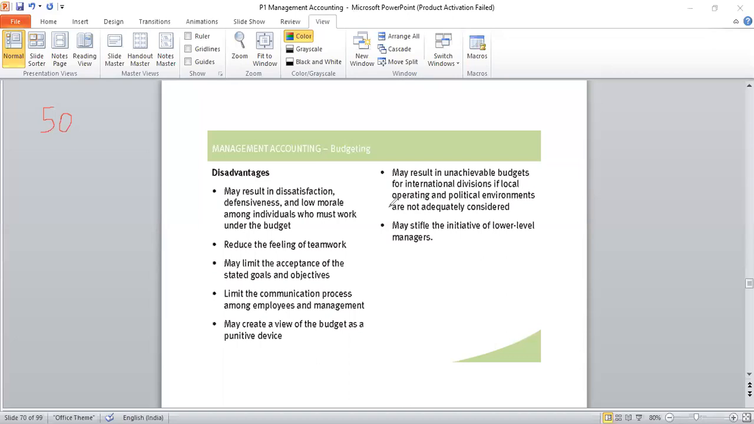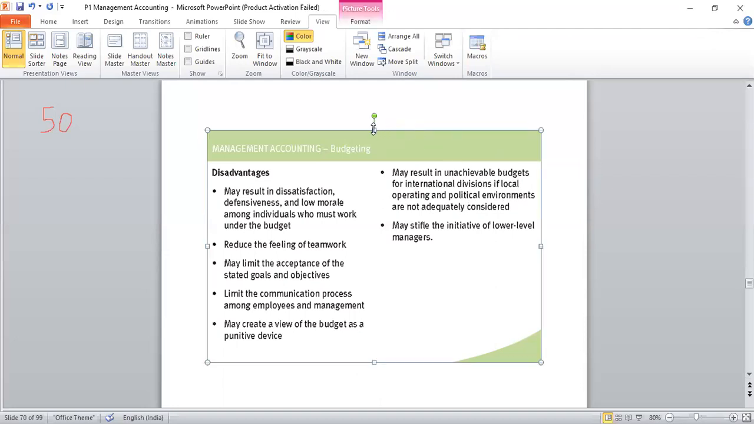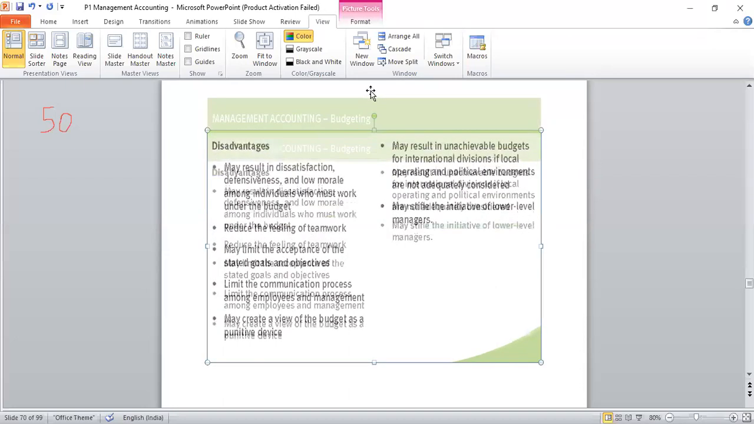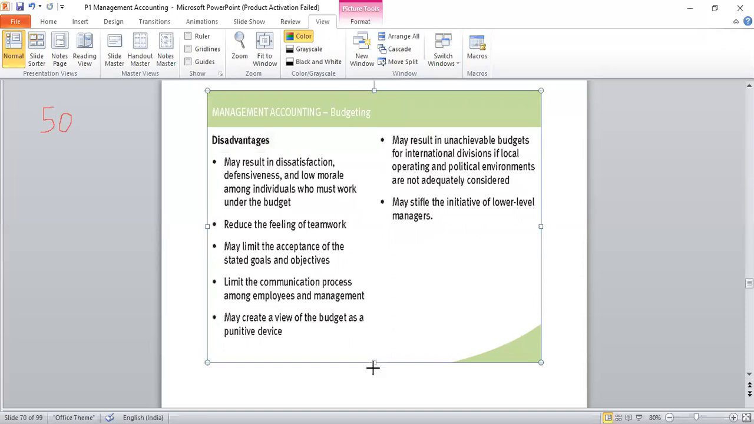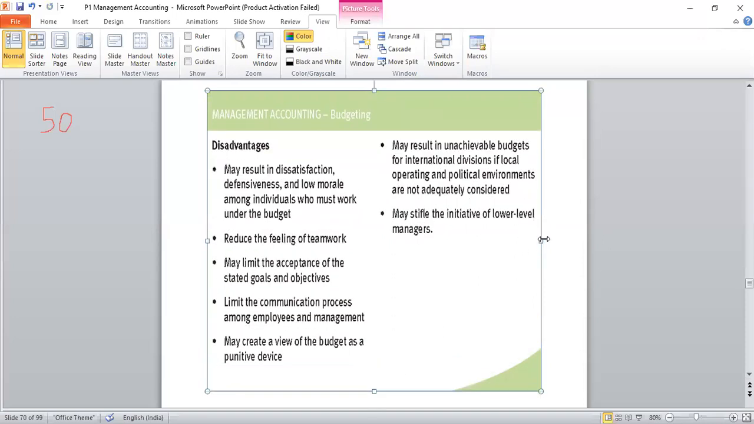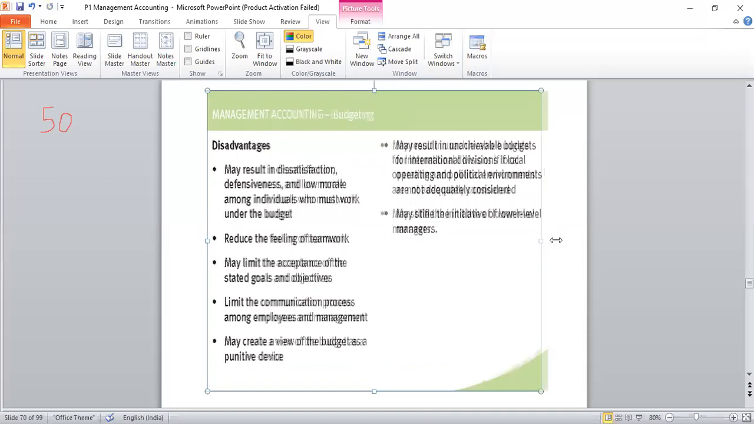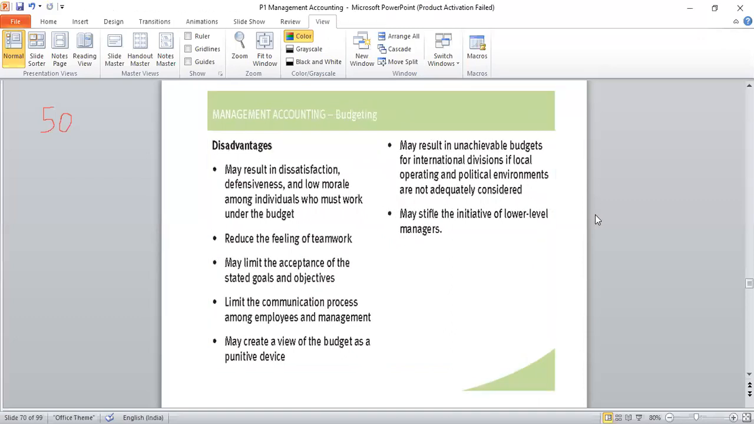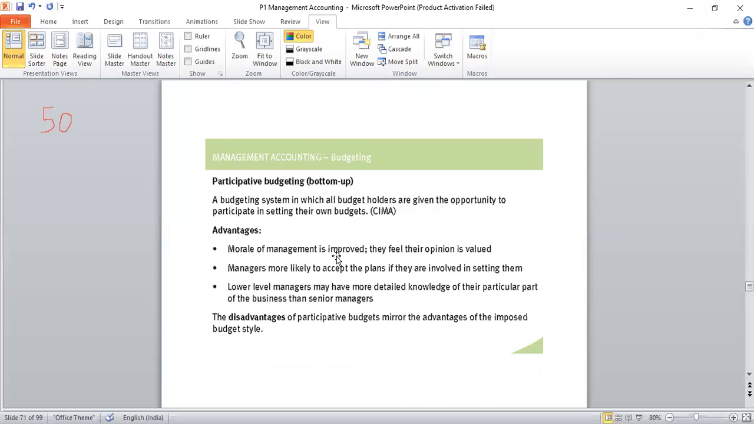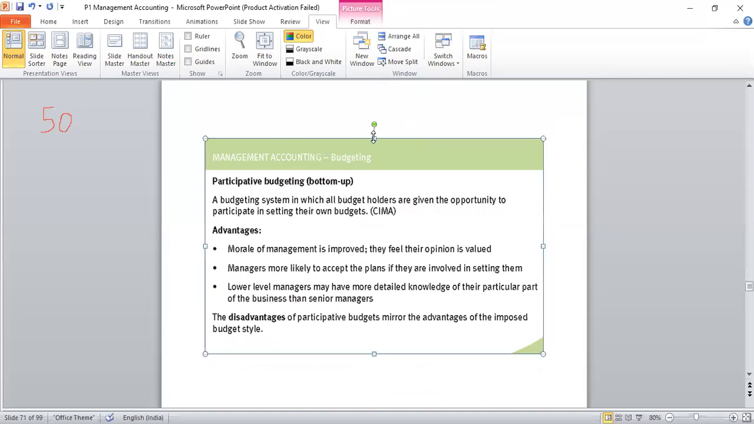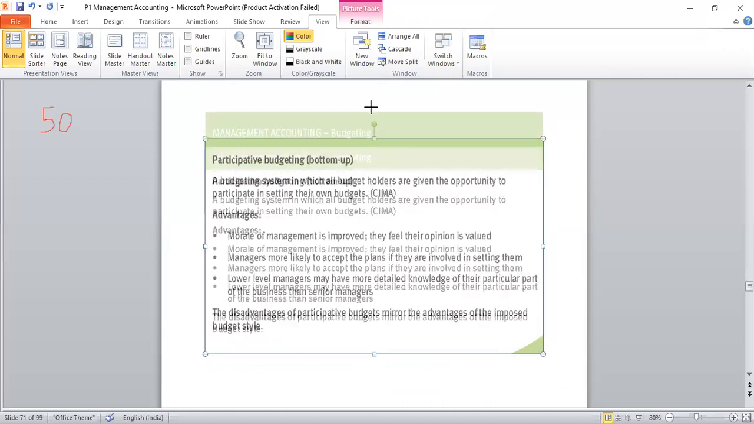The other factors: for international divisions, local operating and political environments may not be adequately considered because they are not taking the view of anyone else. It is the top management deciding what should be in the budget, communicating that, and it has to be implemented. So there are disadvantages also. The other alternative is having a participatory style of budget.